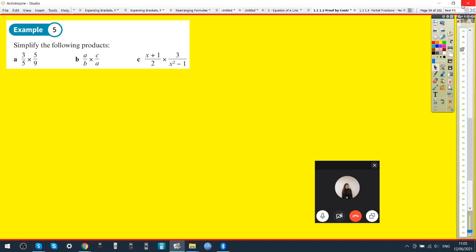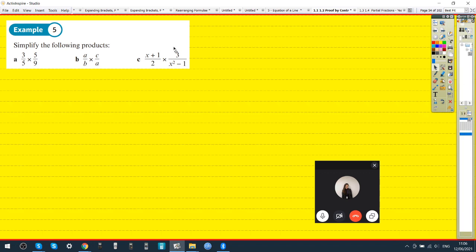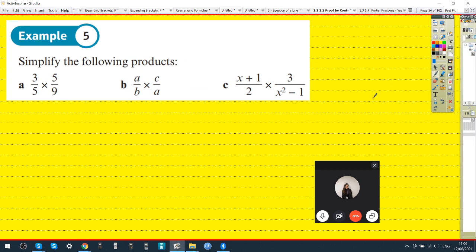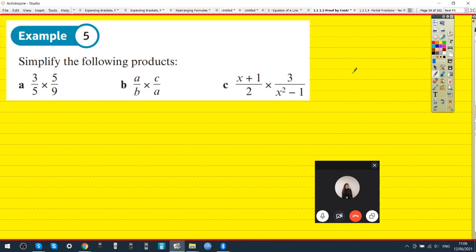Which then becomes 3 over 9. And that becomes 1 over 3. What is 5/5? 1. So you can divide first and simplify, and multiply second. Might make it easier.